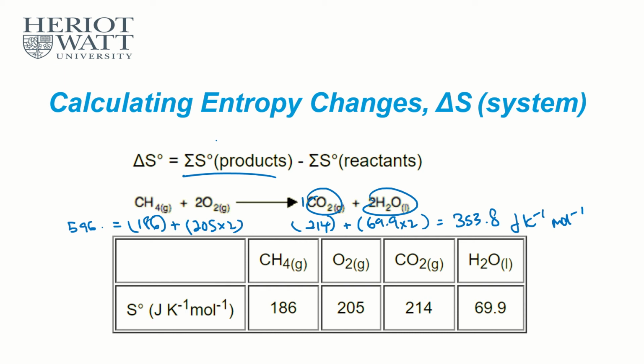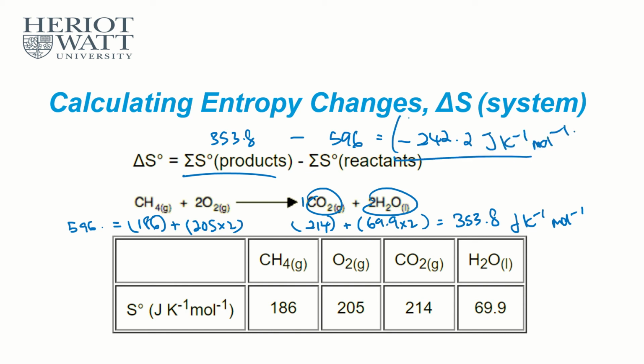According to the formula, we use the products, 353.8, minus the reactants, 596. Then we get the total entropy change for the system. So 353.8 minus 596 gives a negative value, negative 242.2 joule per Kelvin per mole. So what does it tell you about a negative entropy change of the system?